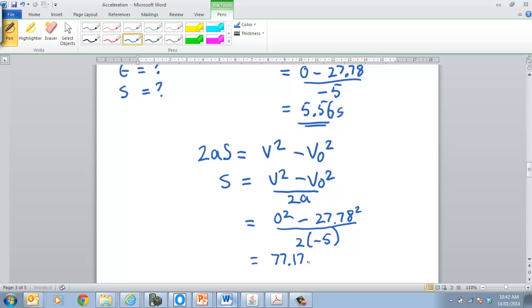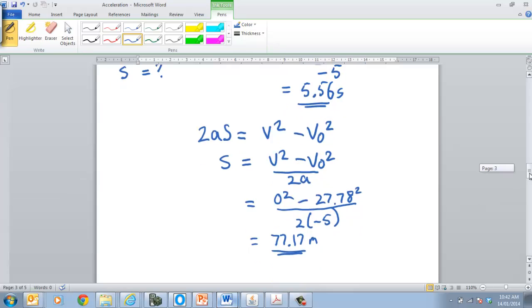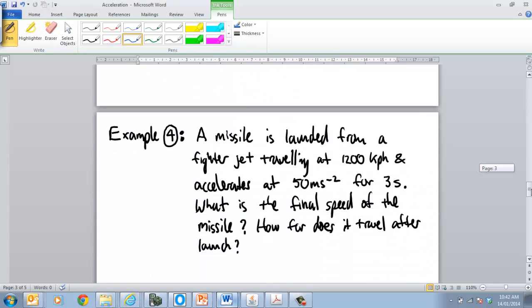77.17 metres is the units. So it's a fair way. Alright, so if you're travelling 100 kilometres an hour, a deceleration of minus 5 metres per second squared is actually quite a hard deceleration. It's going to take you a fair while to stop. We're certainly going to be looking at some questions like that in class.